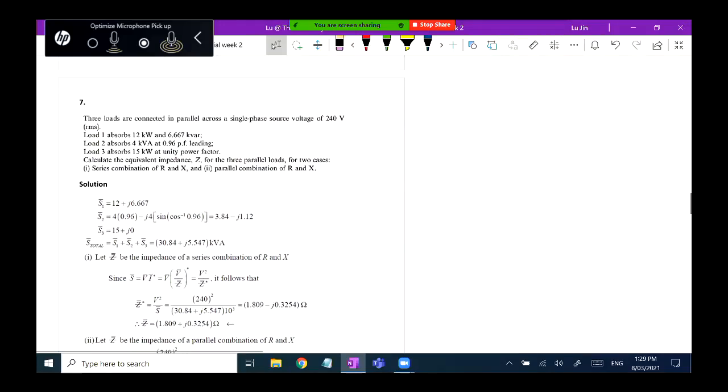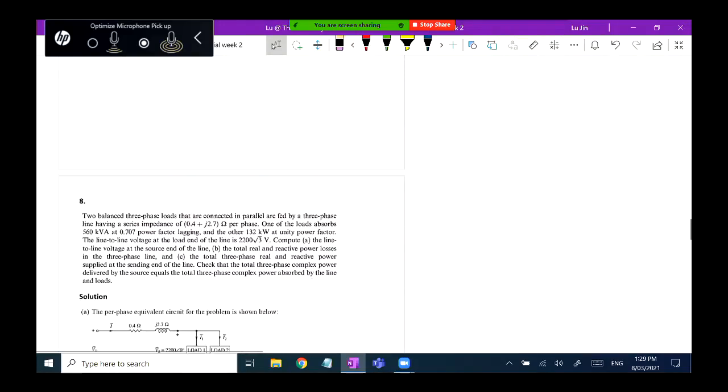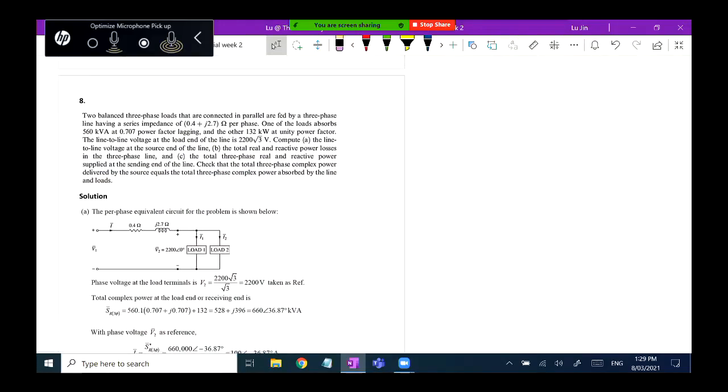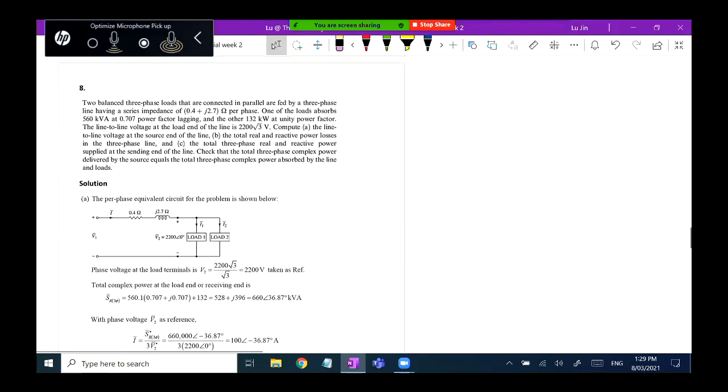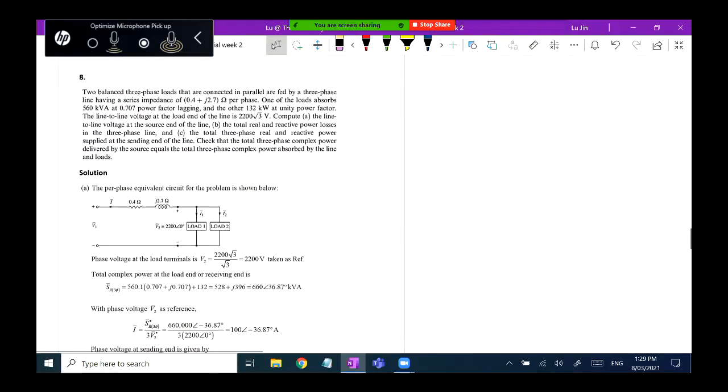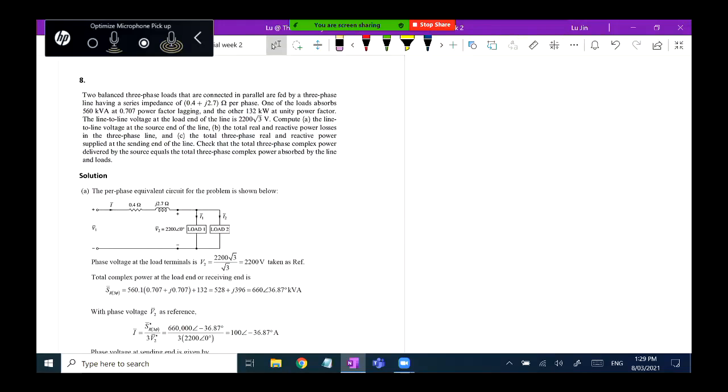Let's just focus on the 3-phase ones. Of course, for the questions that we didn't discuss in the tutorial part, please feel free to drop me an email if you have any questions. Okay, let's have a look at question number 8. This question is pretty long. Now, we've got 2 balanced loads. Balance is always a good condition to simplify our work.